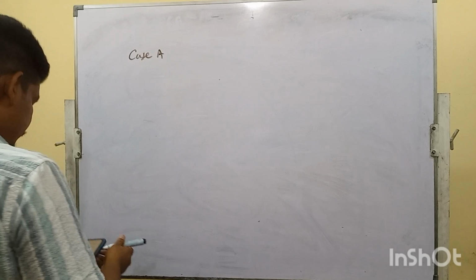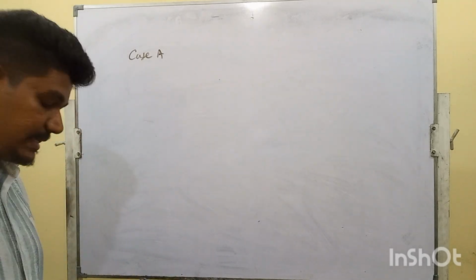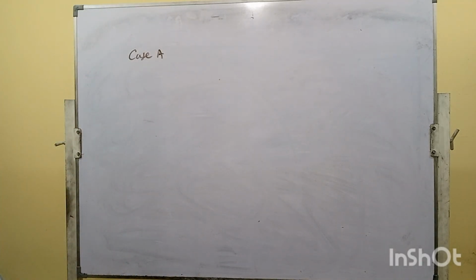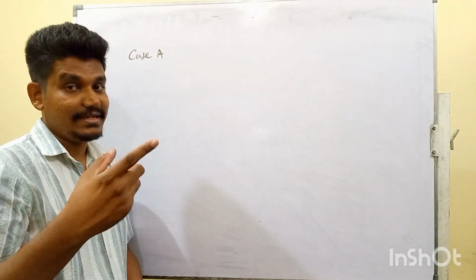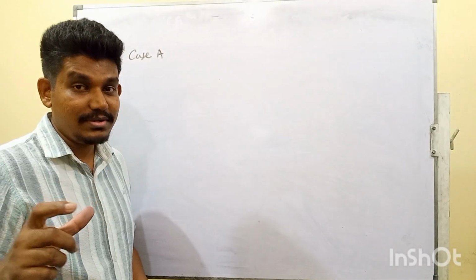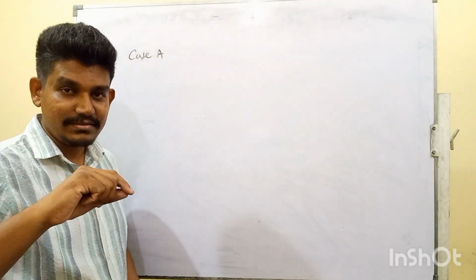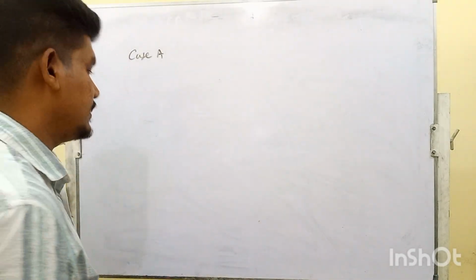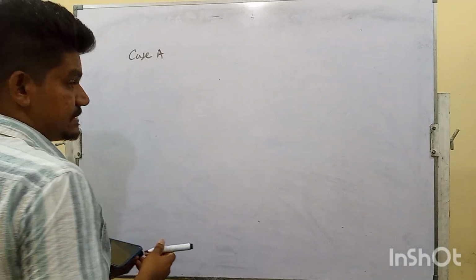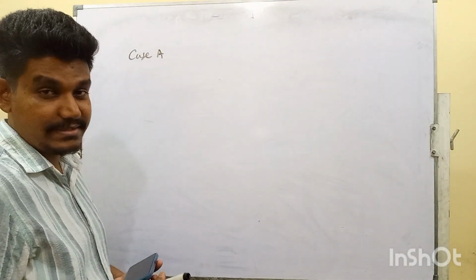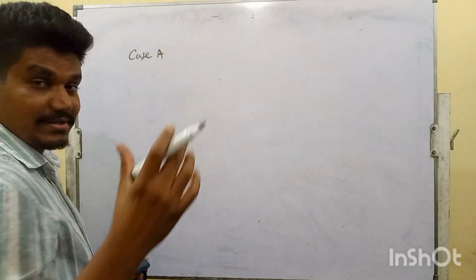In case A, it says 100,000 was deposited in a bank account. If 100,000 is the deposit, we can find the total amount in the account straight away by adding the percentages. Let me write it like this. Let's say the total percentage is X percent.